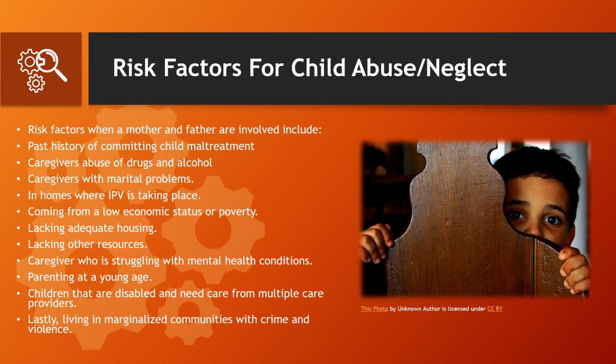Let's look at some risk factors for child abuse and neglect. In cases where the perpetrator has a history of maltreatment, the perpetrator or joint perpetrator and caregivers may abuse drugs or alcohol. When the parents are having marital relationship problems and family violence is taking place in the form of domestic violence and verbal abuse. When both parents are struggling with mental and psychiatric symptoms.